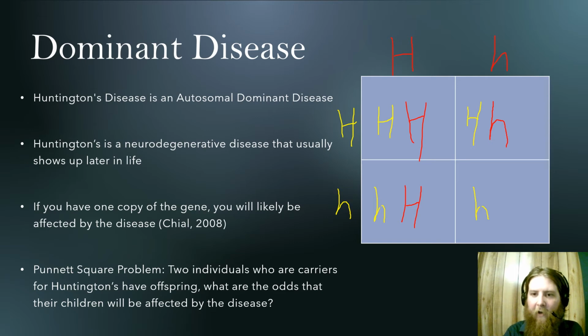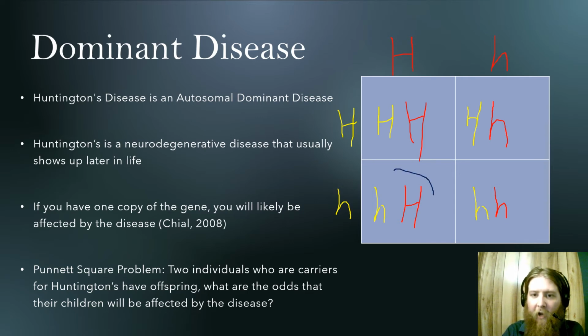Now something to note here: little h, big H, and big H, little h are the same thing. They are the same genotype. Just how Punnett squares work, sometimes they end up looking different, but they are the same thing. So what are the odds that the children will be affected by the disease?